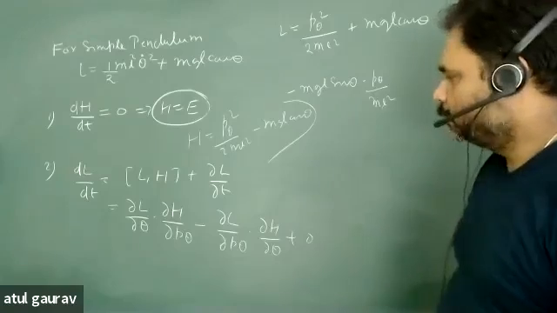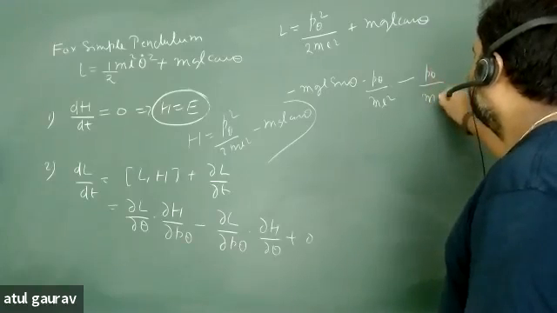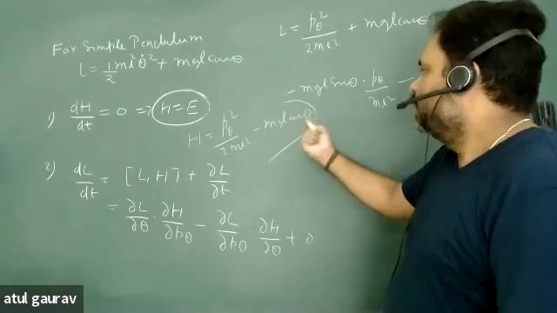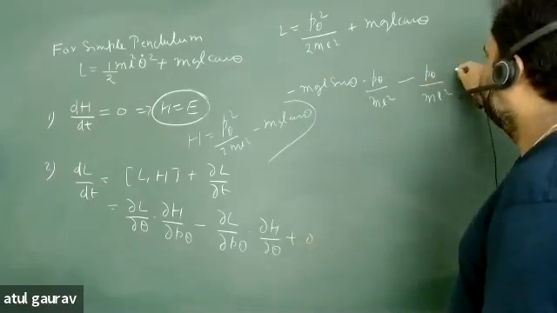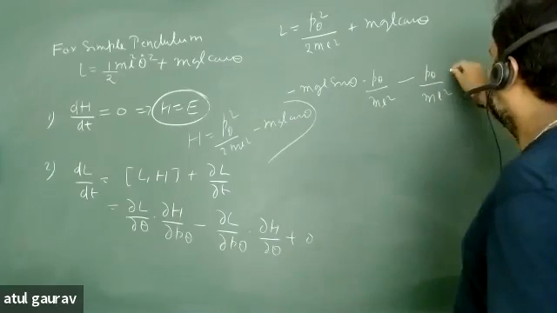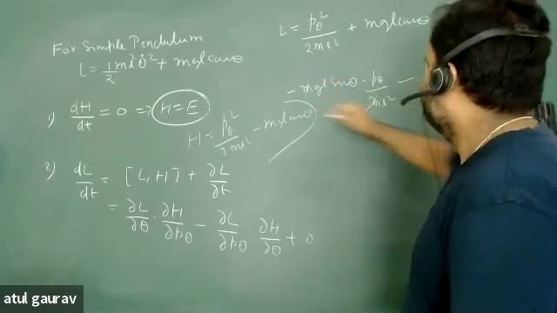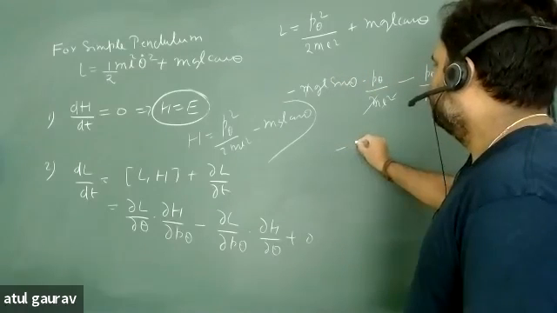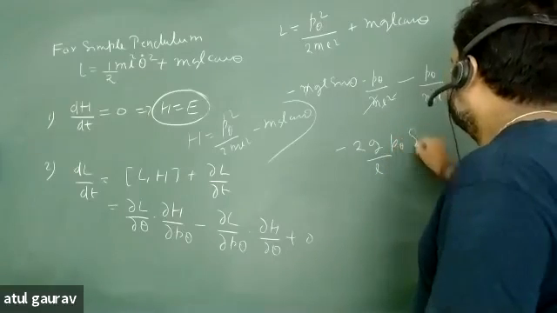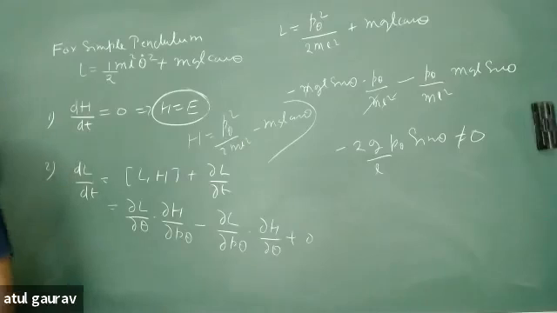And ∂L/∂p_θ is equal to p_θ upon ml². ∂H/∂θ is, from cos θ, minus minus plus, so this will be basically mgl sin θ. Now we can cancel the common terms, and what we have is minus 2g upon l p_θ sin θ, which is not equal to 0.